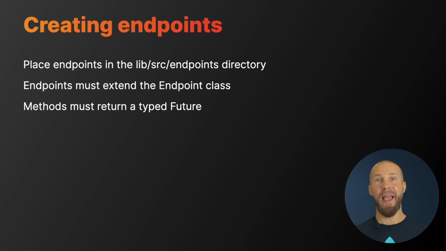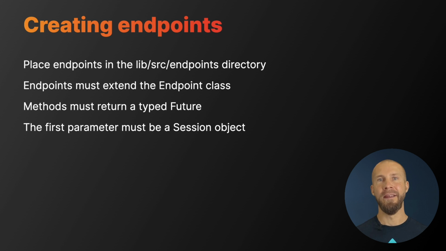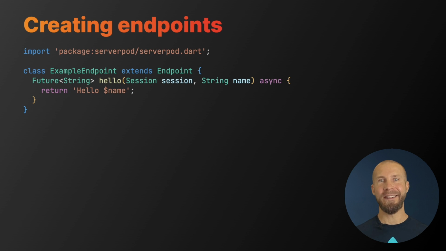The server methods you add to the endpoint must return a typed Future, and the first parameter must be a Session object. The session object holds information about the call being made and provides access to the database, caching, and other of Serverpod's features. This is an example of an endpoint called example. It's good practice to include the Endpoint suffix in the name of your endpoint, but the code generator will remove it, and you will refer to the endpoint as just example.